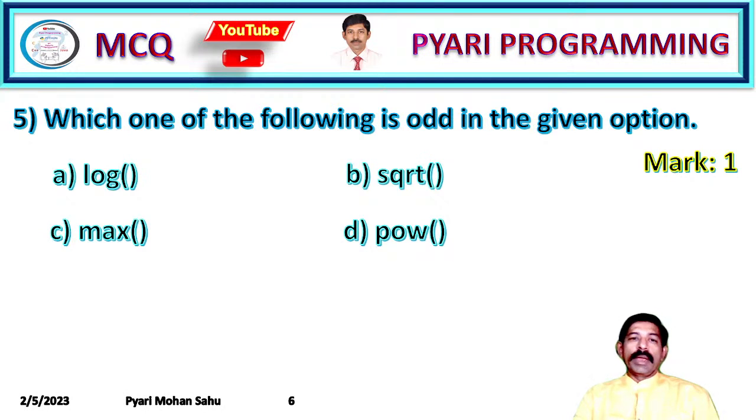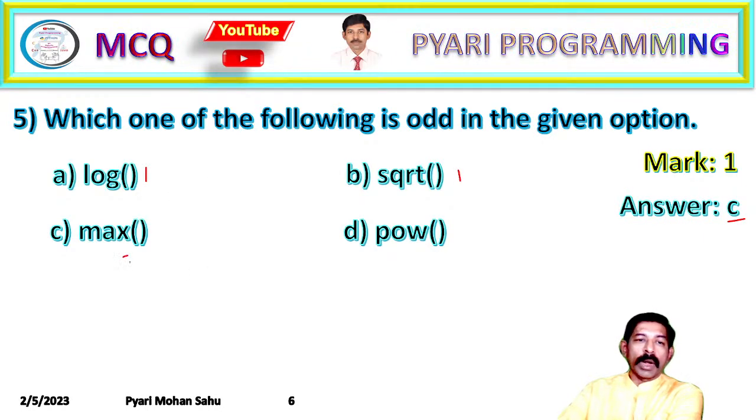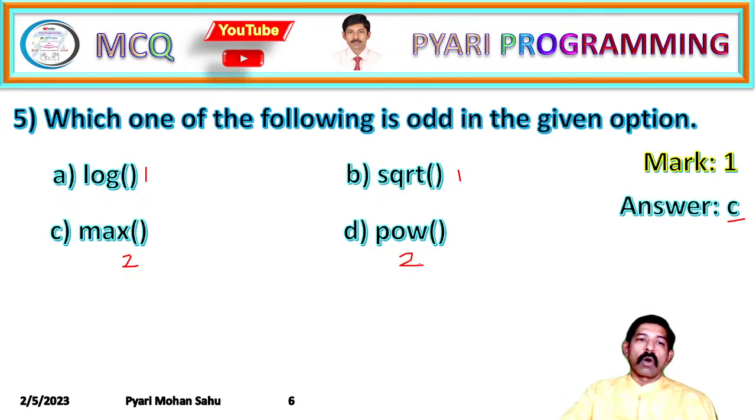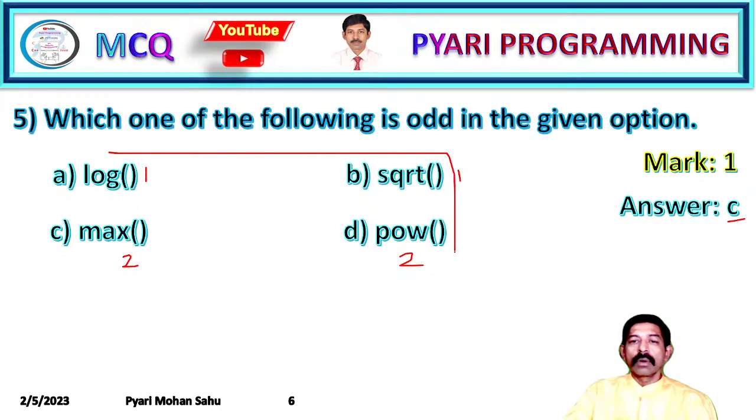Okay, let me explain. The answer will be max. Why will max be the answer? Now, if I talk about parameters, this takes one parameter, this is also taking one parameter, this is taking two parameters, this is also taking two parameters. So we cannot find the odd one out by parameters. But these all will return double.